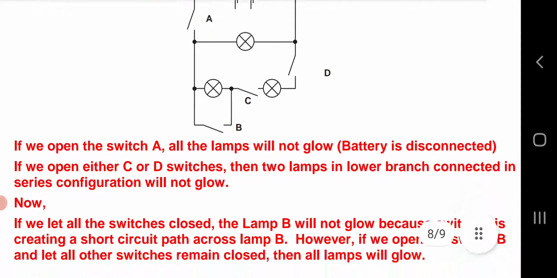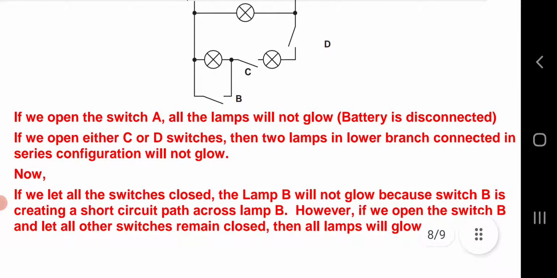Okay. Now, if we let all the switches remain closed, the lamp B will not glow because switch B is creating a short circuit path across lamp B. However, if we open the switch B and let all other switches remain closed, then all lamps will glow.